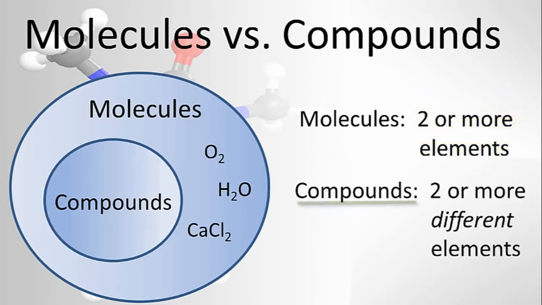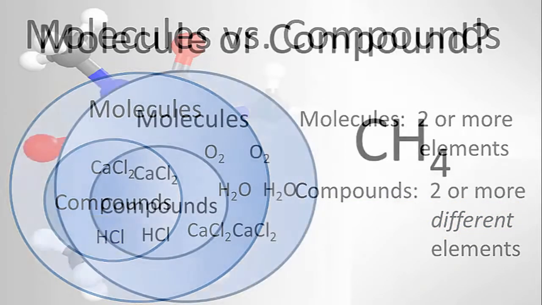For compounds, again, we have two or more elements, but this time it's two or more different elements. So we'll have something like CaCl2, we have calcium and chlorine, so those are different elements. So that makes it a compound. It's also a molecule. And then HCl, we have a hydrogen and a chlorine. Two different elements, that makes it a compound, and again, it's also a molecule.